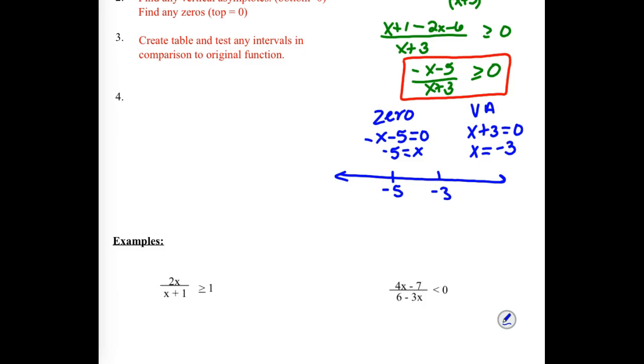All right, so in my table, my first interval will be everything to the left of negative 5, so from negative infinity to negative 5. My next interval will be the chunk between -5 and -3. And my third interval will be from -3 on to the right. Okay?